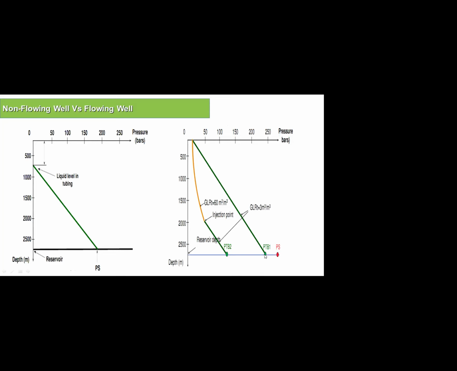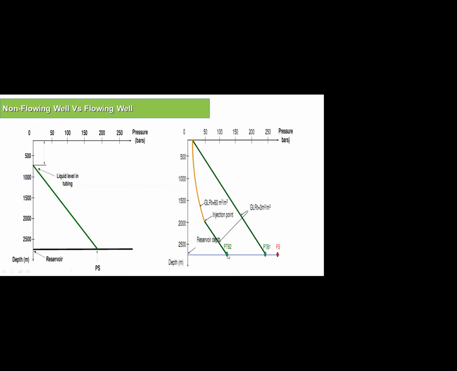But when I introduce gas lift, what I do is increase the gas liquid ratio starting from the point of injection. The effect of increasing the gas liquid ratio is that it decreases the pressure loss, which means it makes me produce with less BHFP. So it gives me the opportunity to have higher drawdown. It gives me the opportunity to have more production rate.